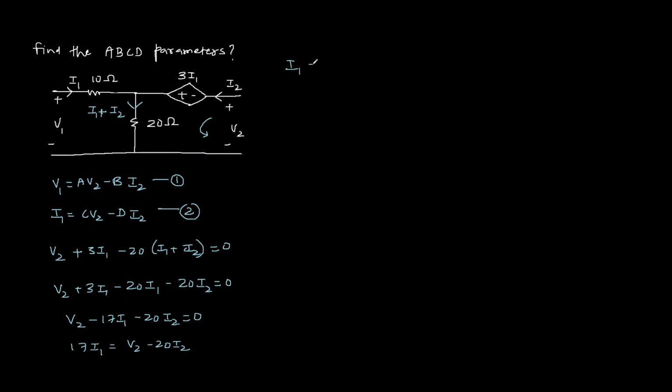So I1 is 1 over 17 V2 minus 20 over 17 I2. This is equation 3. Now this equation has I1, V2 and I2. Equation 2 has I1, V2 and I2. So now let's compare equation 2 with equation 3. This will give C equal to 1 over 17 mho and D is 20 over 17.